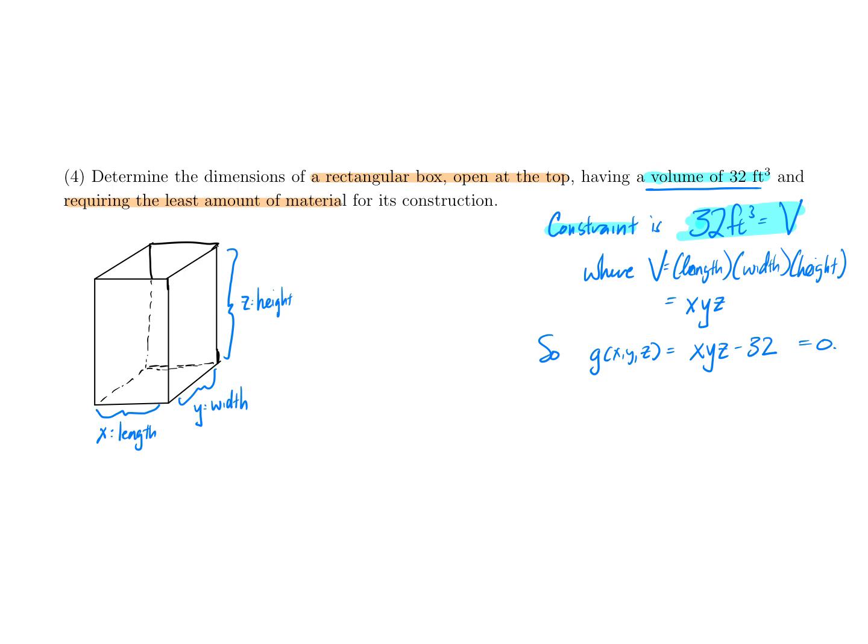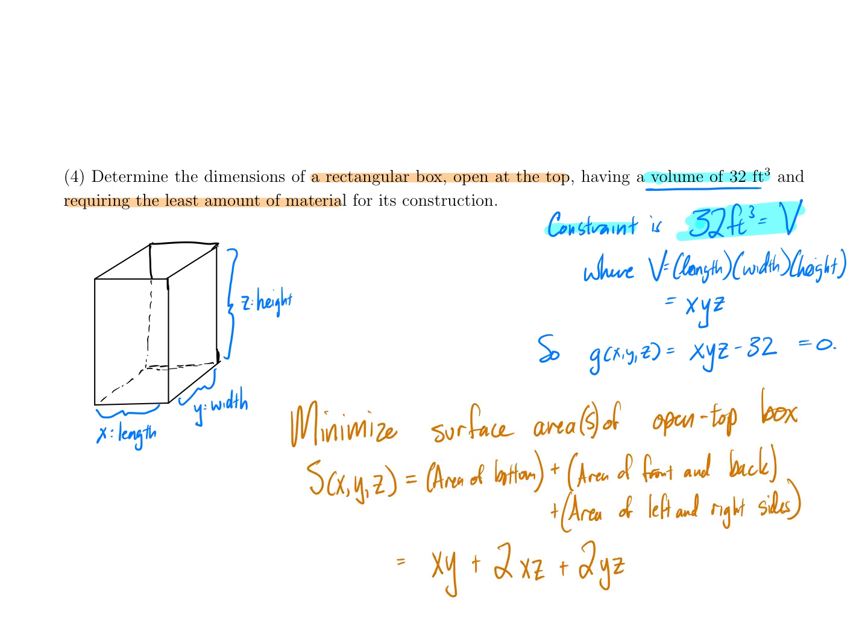So next, we need to figure out what we're maximizing or minimizing. Now, I highlighted where it says requiring the least amount of material. So we're minimizing because we're requiring the least. It says amount of material for its construction, right? Now it's a rectangular box open at the top. The construction is the sides of this box, so we have 5 sides. In other words, we're trying to minimize the surface area of the open top box.